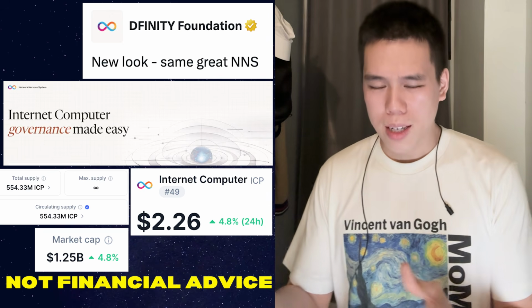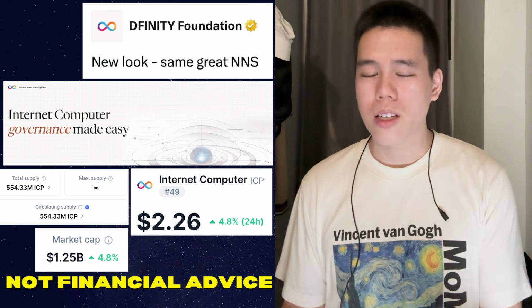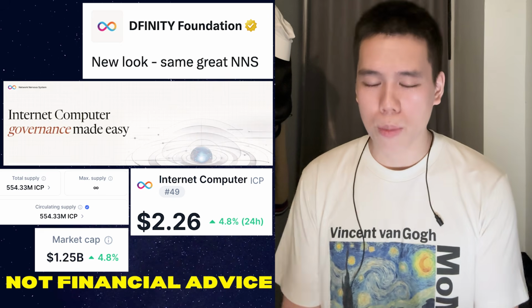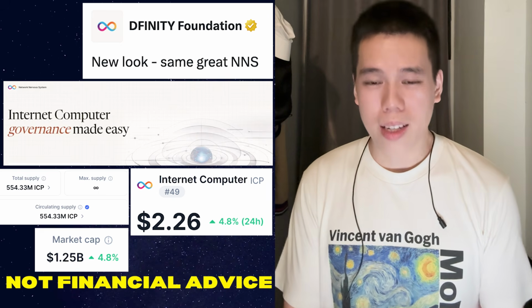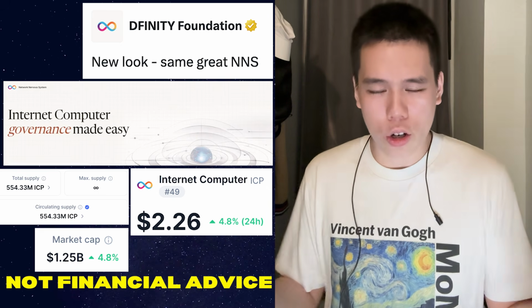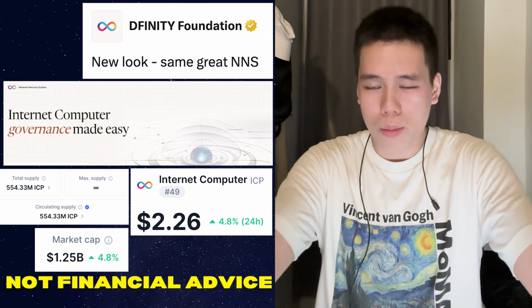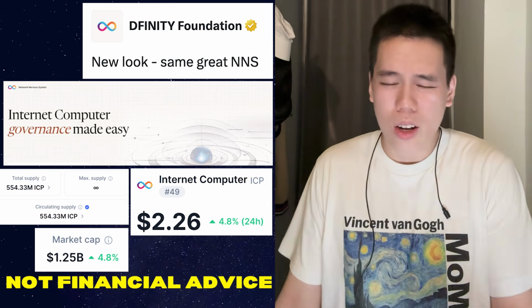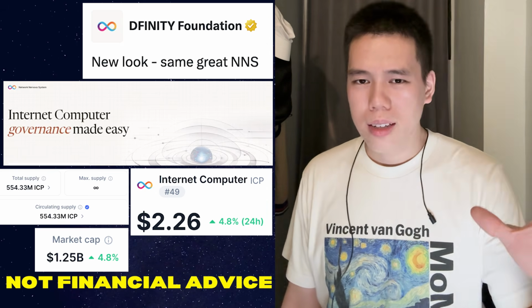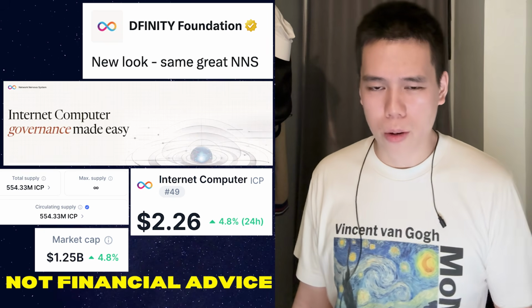What Dominic Williams can do, what Dfinity can do, is improve on the fundamentals. Maybe have more partnerships, launch more products. They can control that. They can't control the charts. They can't control the price, primarily speaking. That's not how it works. That's going to be dependent on a broader change in market sentiment.